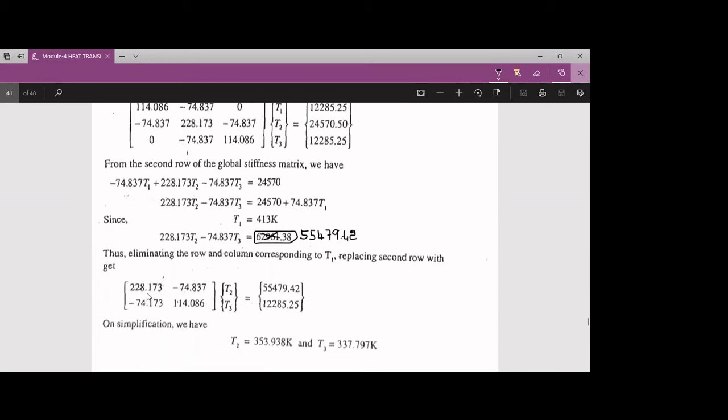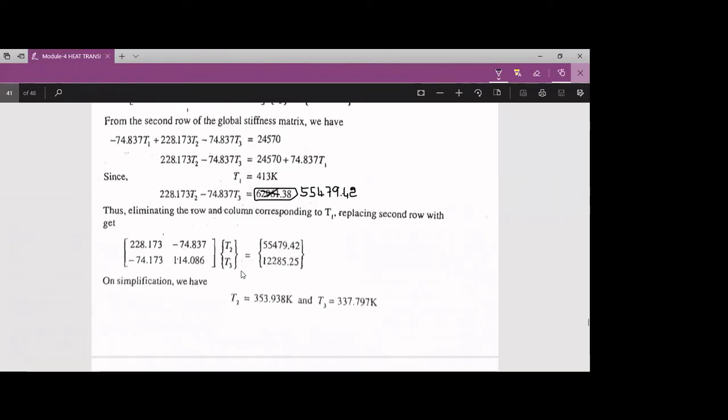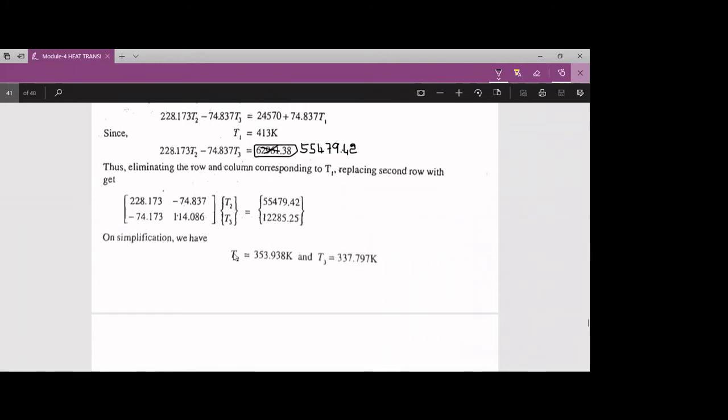That is nothing but 228.173, minus 74.83, minus 74.83, 11.083, that you can write, and T2, T3. In place of this we have got this value, so you put this value here, and the third node value remains the same. Now by using simultaneous equation simplification, or by using the calculator, we can directly calculate the values for T2 and T3, which gives T2 equal to 353.93 and T3 equal to 337.97 Kelvin. This is how we have got the nodal temperatures at node 2 and node 3.